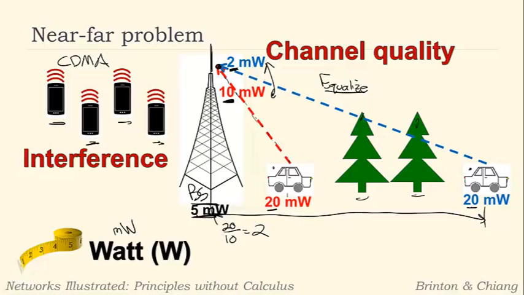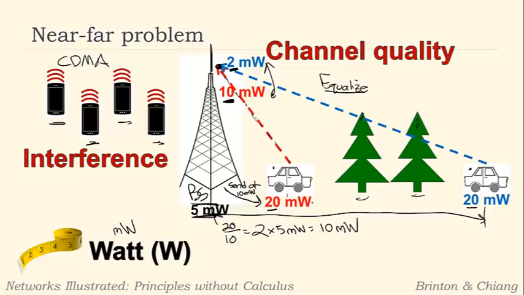So basically, the tower is going to tell this car right here, this transmitter, to transmit rather than at 20 milliwatts. It's going to say, okay, well, I know that your signal gets cut in half by the time it gets to the receiver. Then I want to receive at 5 milliwatts. So I want you to transmit at twice 5 milliwatts. So 2 times 5 milliwatts, which is equal to 10 milliwatts. So the tower is going to send a signal back that says send at 10 milliwatts.